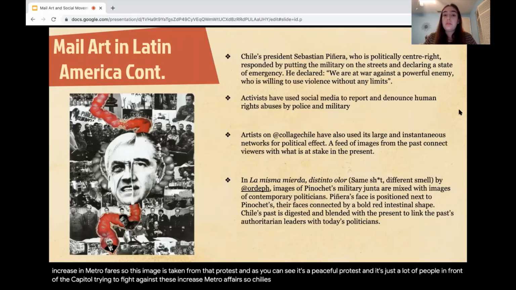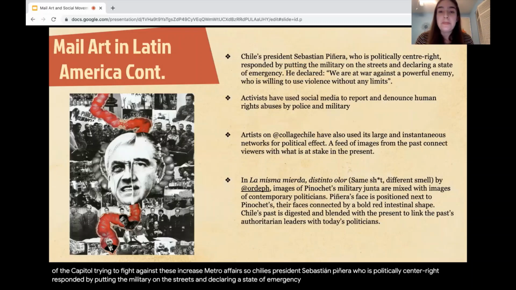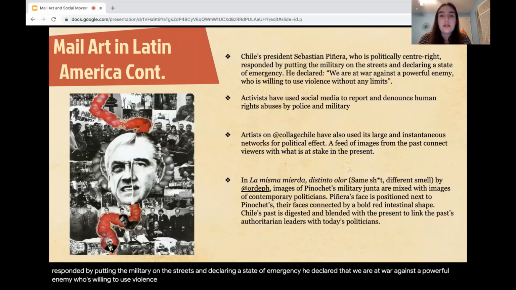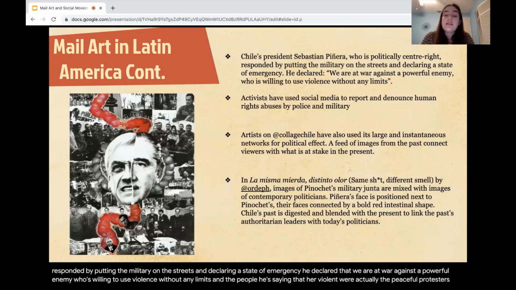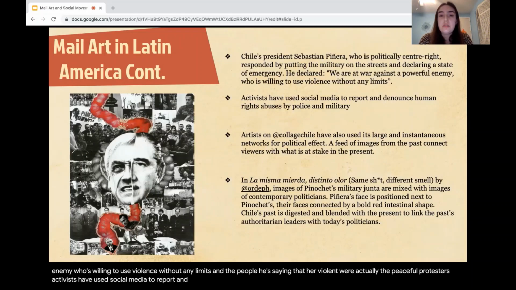So Chile's President Sebastián Piñera, who is politically center-right, responded by putting the military on the streets and declaring a state of emergency. He declared that we are at war against a powerful enemy who is willing to use violence without any limits. And the people he's saying are violent were actually the peaceful protesters. Activists have used social media to report and denounce human rights abuses by police and military. So social media was a great way to get the message out and also connect people to one another.